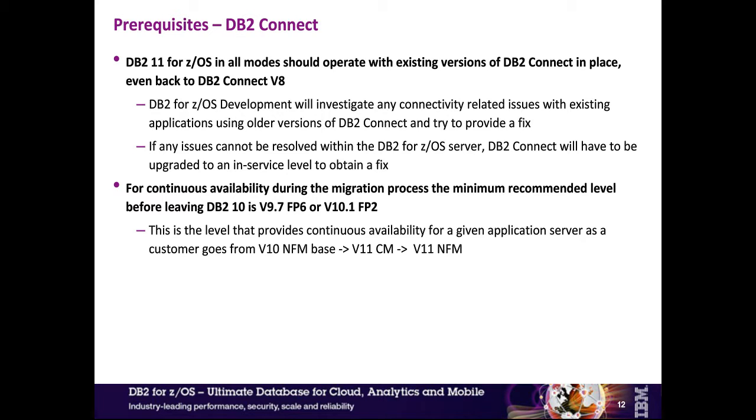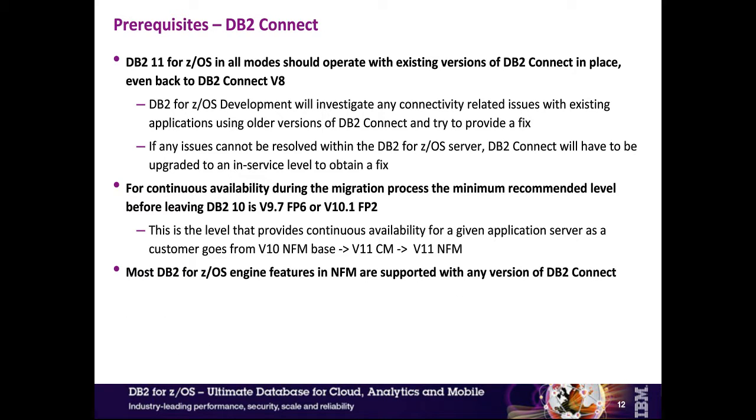The recommended minimum level for leaving version 10 to go to version 11 is version 9.7 FixPack 6 and version 10.1 FixPack 2. These were levels that went through extra testing at the DB2 Silicon Valley Lab, and these were all based on using the data server driver to connect to the back-end data sharing group without going through a DB2 Connect server. These are the levels that provided the best continuous availability across an online release migration.